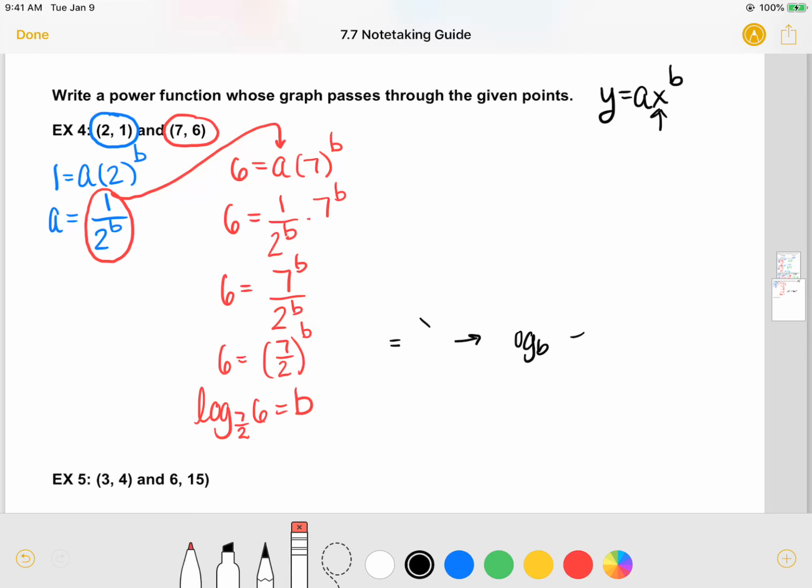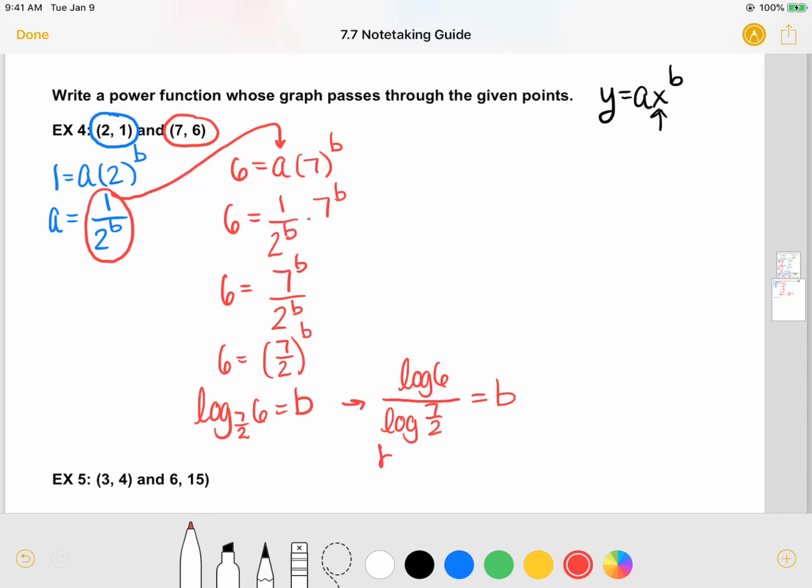Now we can use our change of base formula, and rewrite this as log of 6 divided by the log of 7 halves. And that's equal to b. So go ahead and grab your calculator and carefully plug that in. Log of 6 divided by, you could say the log of 3.5. And what that will give you is a value of b, which is approximately 1.430. Okay, so that is the value of b there.